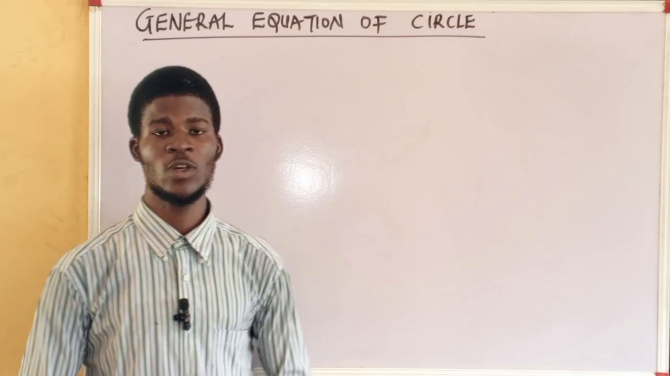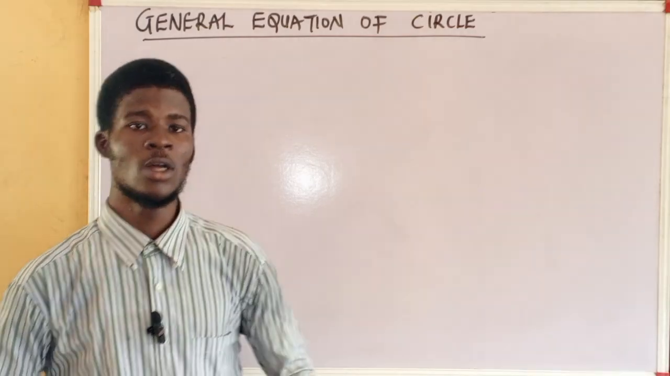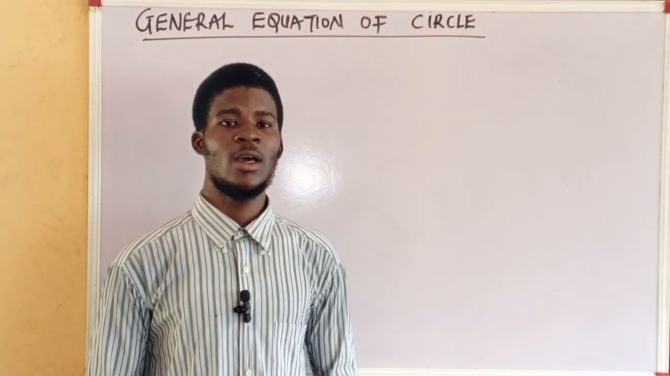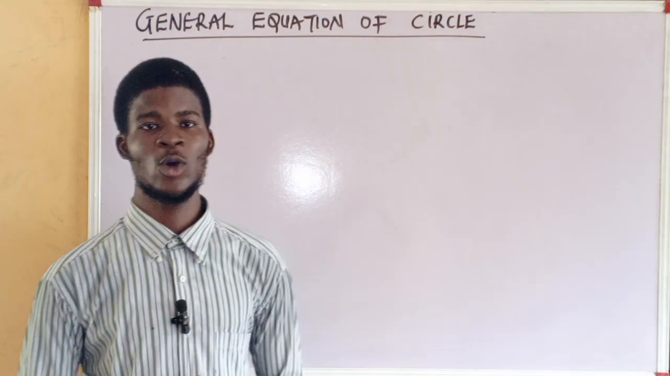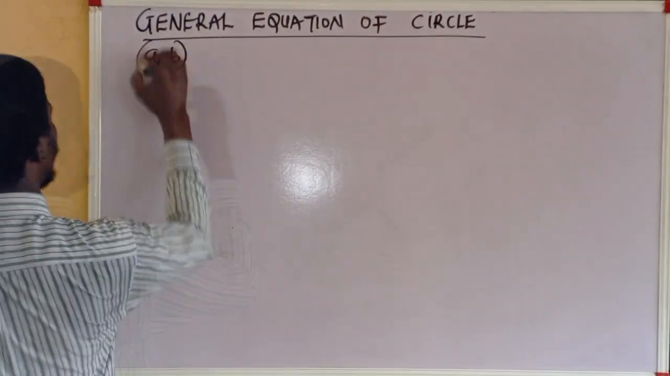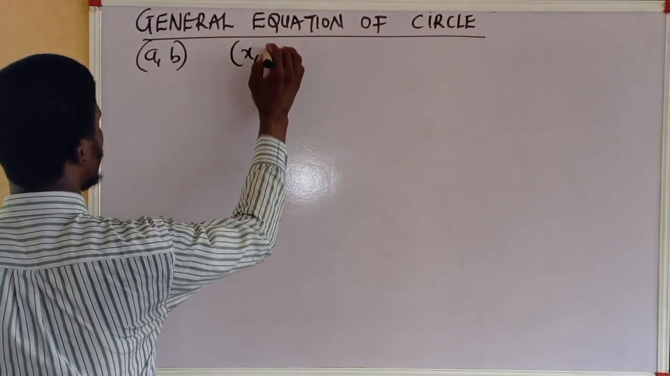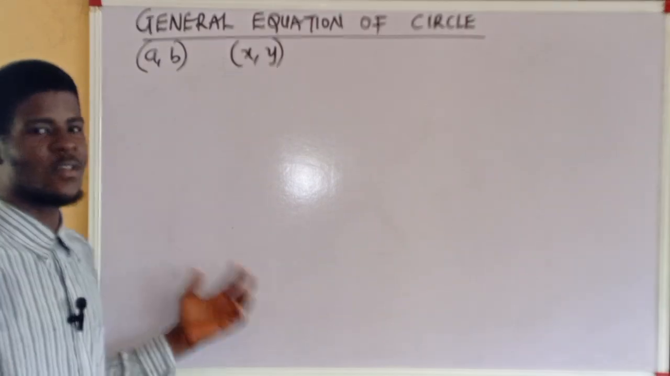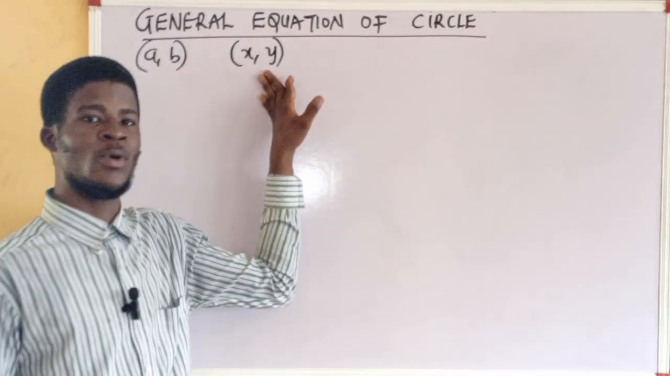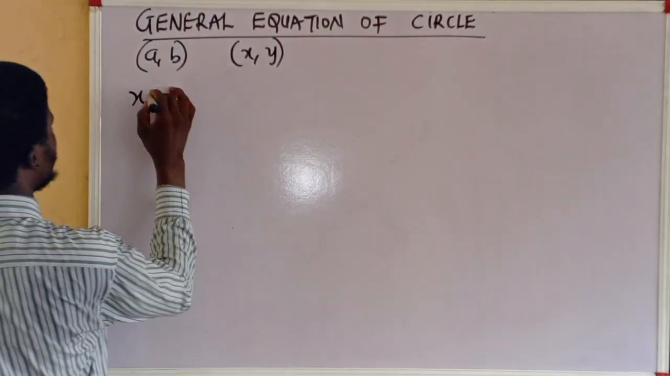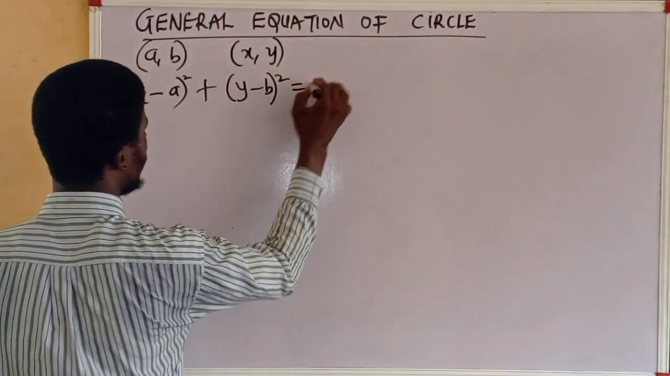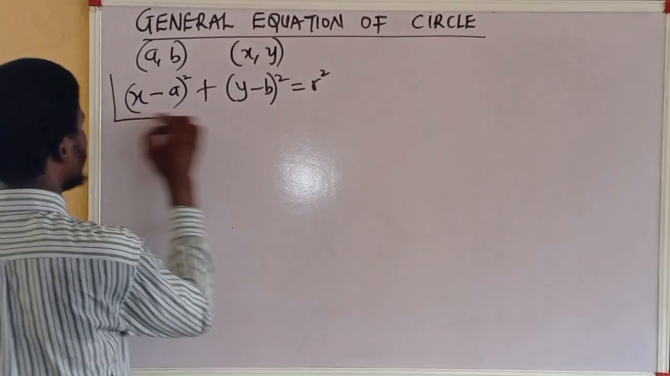Here we are going to talk about the equation of a circle that passes through 3 points. In the previous video, I derived the formula for the equation of a circle that has the center (a, b) and passes through the point (x, y). We saw that the equation of a circle that has this coordinate as the center and that passes through this point is (x - a)² + (y - b)² = r². So this is it.